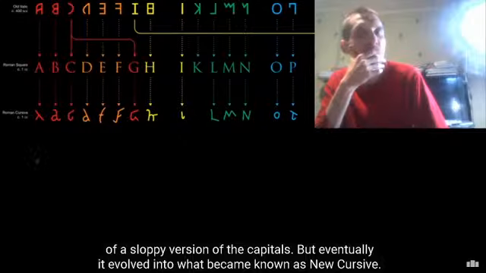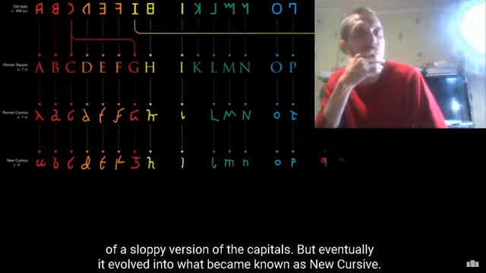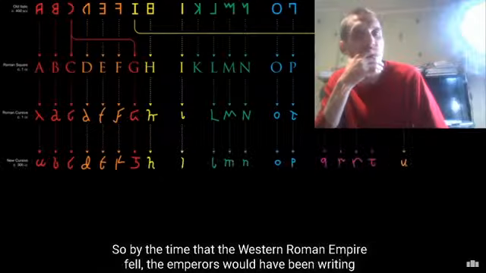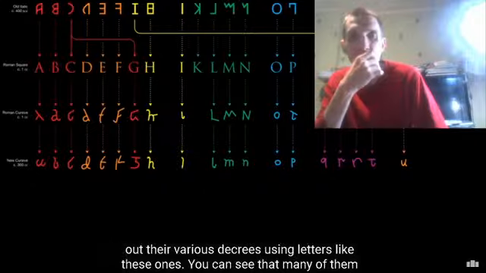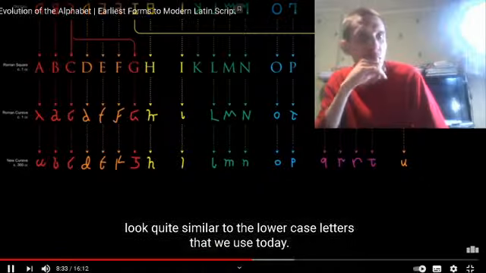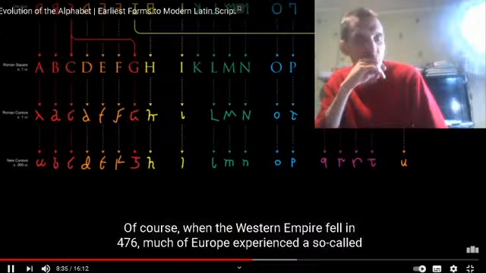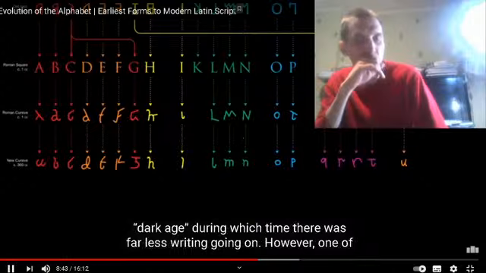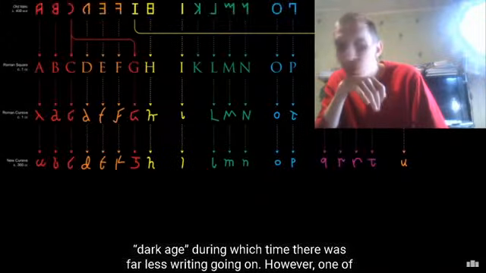But eventually it evolved into what became known as New Cursive. So by the time that the Western Roman Empire fell, the emperors would have been writing out their various decrees using letters like these ones. You can see that many of them look quite similar to the lowercase letters that we use today. Of course, when the Western Empire fell in 476, much of Europe experienced a so-called Dark Age, during which time there was far less writing going on.